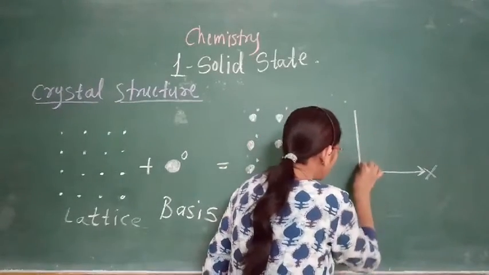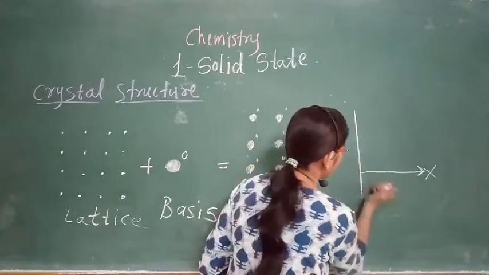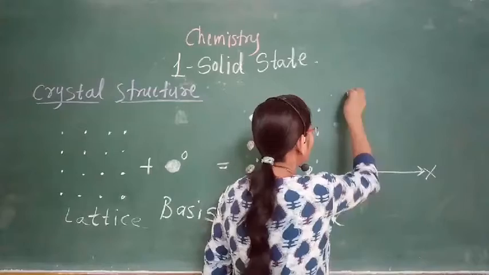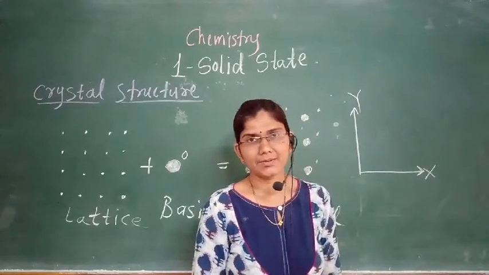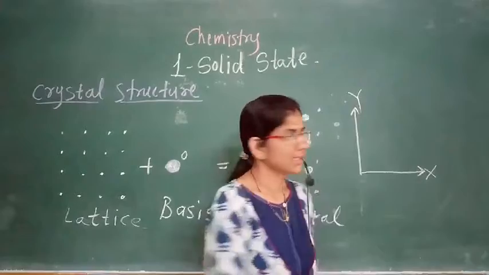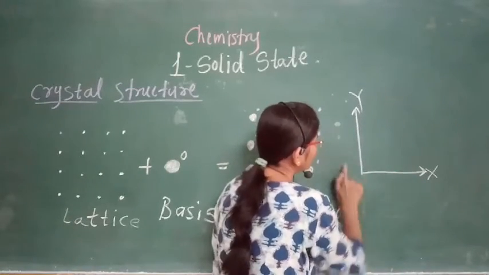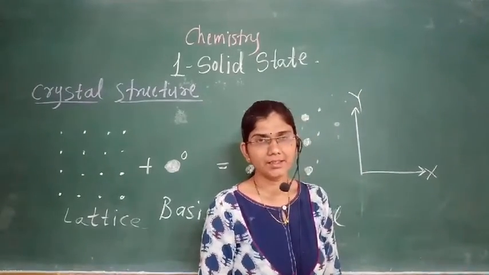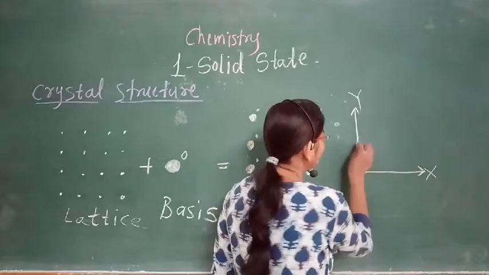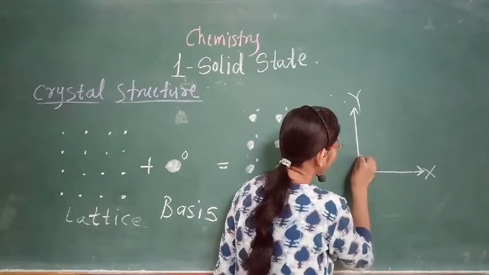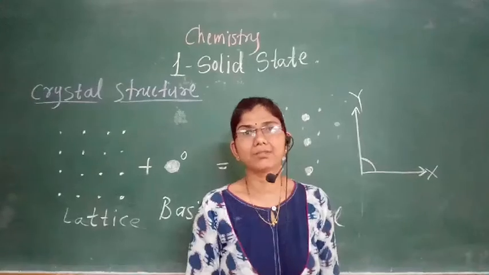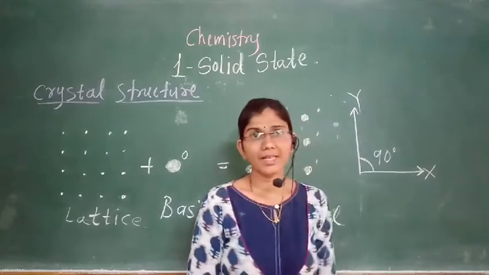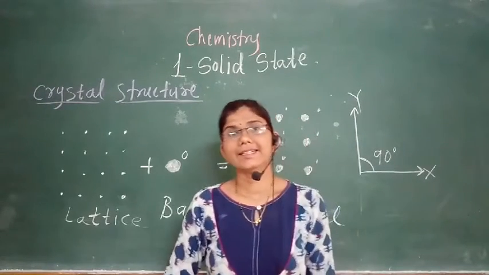In a two-dimensional arrangement, this one is a two-dimensional arrangement. If we consider this as the y-axis, this is only one-dimensional, and this is the two-dimensional structure, or these are the edges of the two-dimensional structure. Then, what is the angle between the x and y axis? If we measure the angle between the x and y axis, it is equal to 90 degrees, as we know.